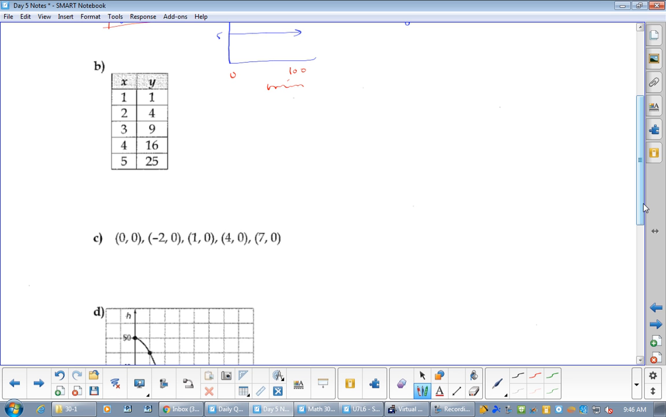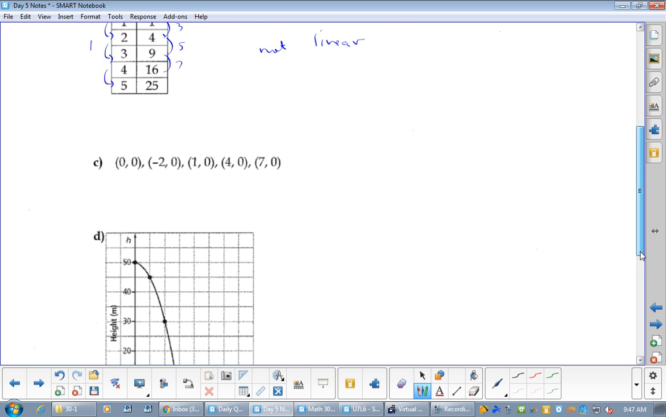Okay, how about B? What is the x going up by? 1. This is going up by 3, then it's going up by 5, then it's going up by 7, right? So it's not linear, because it should be going up by the same amount every time if it is linear.